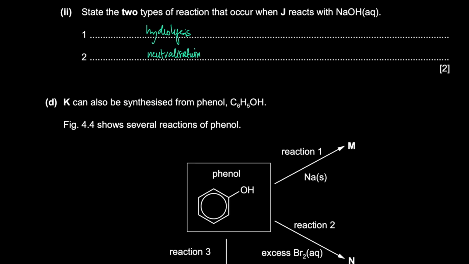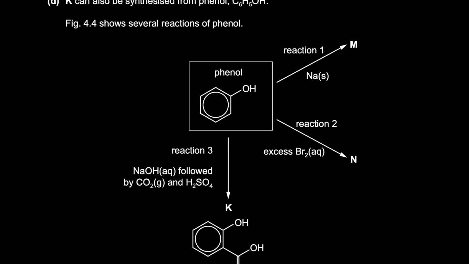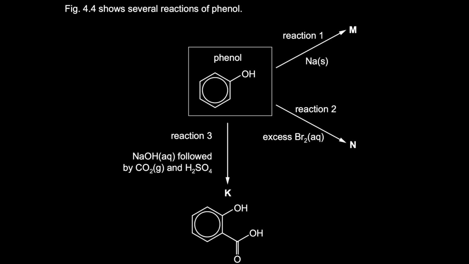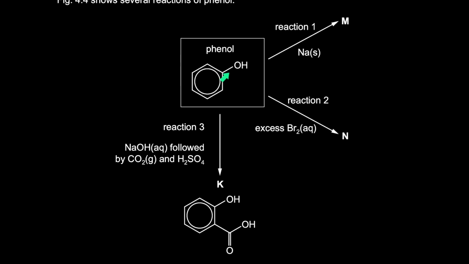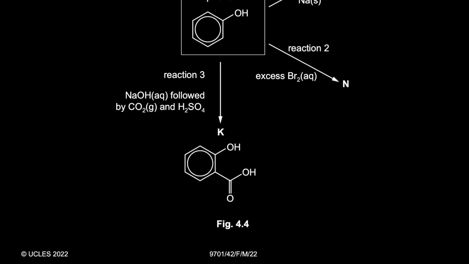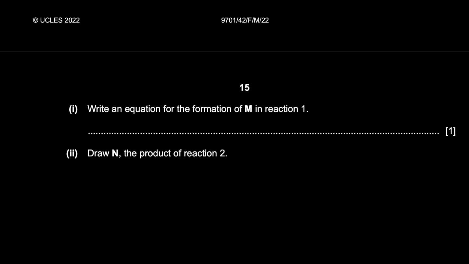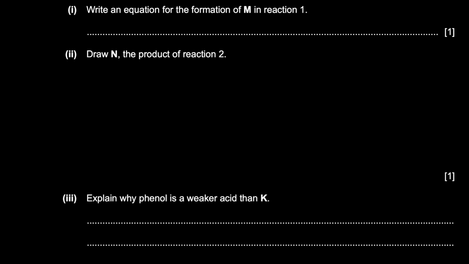K can also be synthesized from phenol. Figure 4.4 shows several reactions of phenol. In reaction 1, phenol reacts with sodium to form M. We have to write the equation for the formation of M in reaction 1. C6H5OH reacts with sodium to form a salt and hydrogen gas. You remember, OH groups react with sodium to form hydrogen gas.